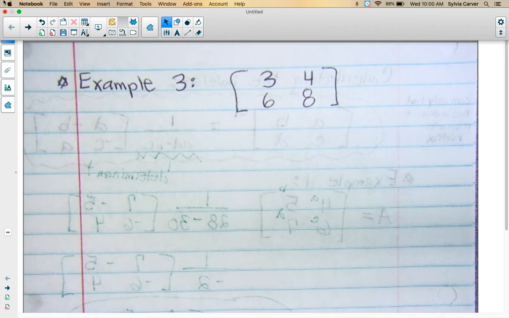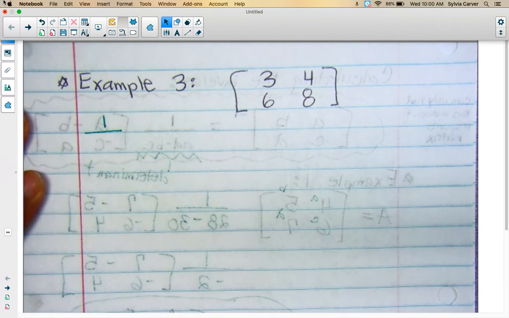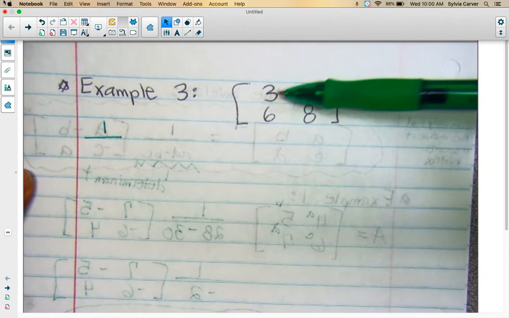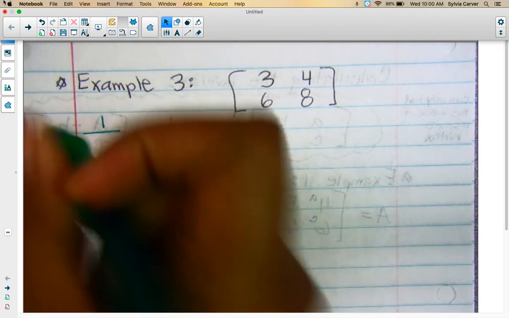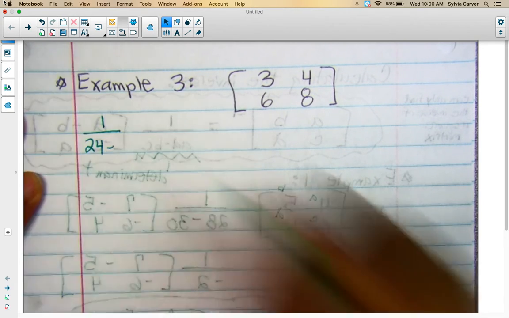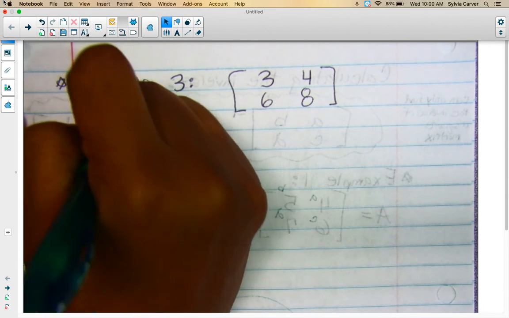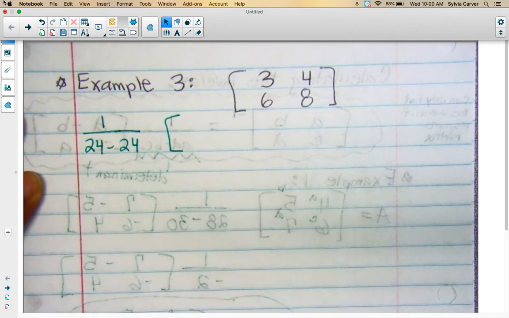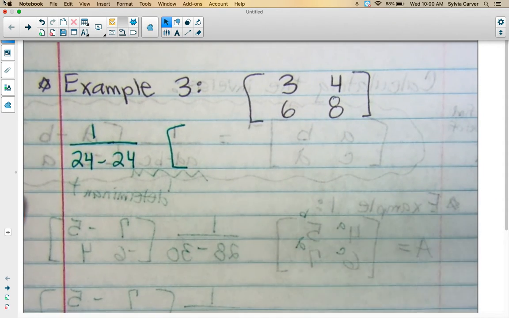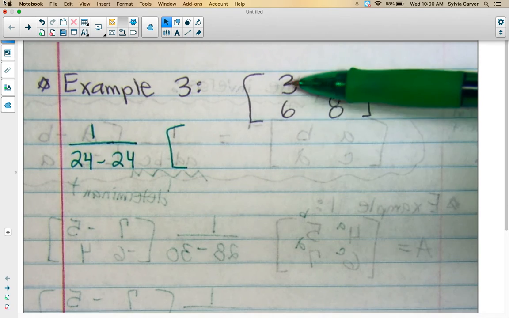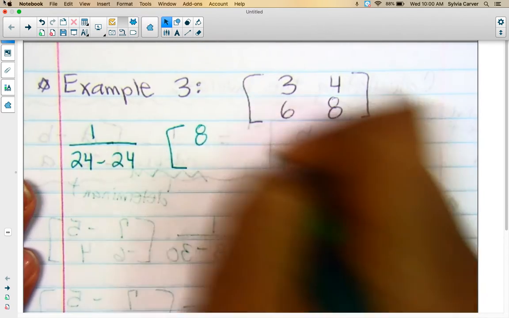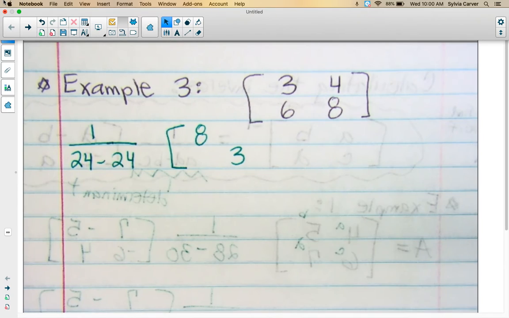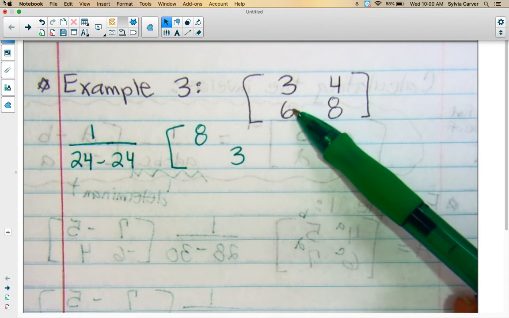And we're going to go through and find the inverse of this matrix. So it says we're going to start by doing 1 over the determinant. So the determinant is AD minus BC. So 3 times 8 is 24, and 6 times 4 is 24. Now we go through and we switch the A and D. So 8 is going to go here, and 3 is going to go here. Then it says to take the opposite sign of this number.